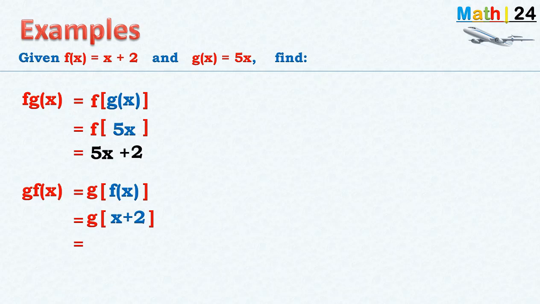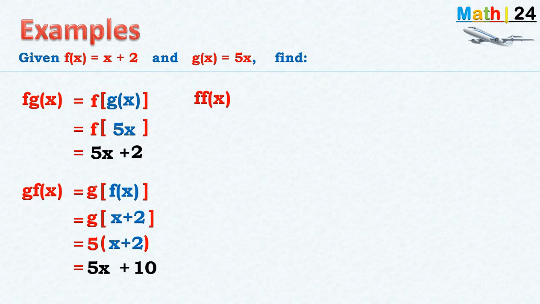The function G is 5X. So instead of writing 5X, I'll write 5 times this value in brackets. So 5 times, instead of writing X, I'll write X plus 2. So 5 times X plus 2 gives us 5 times X, 5X, plus 5 times 2, which gives us 10. So G of F of X equals 5X plus 10.